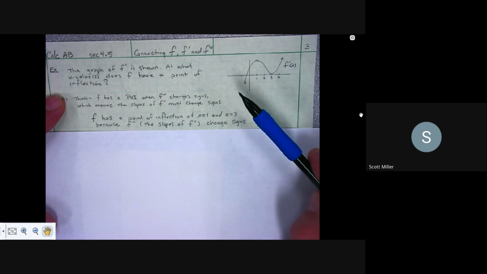When you write a justification, you have to use what you were given to do it or show how you got it. Okay? So here's another example right here.